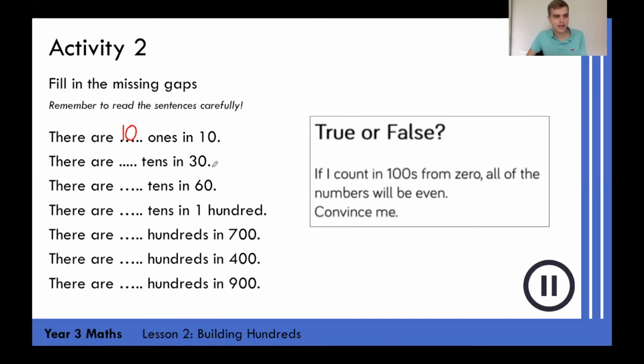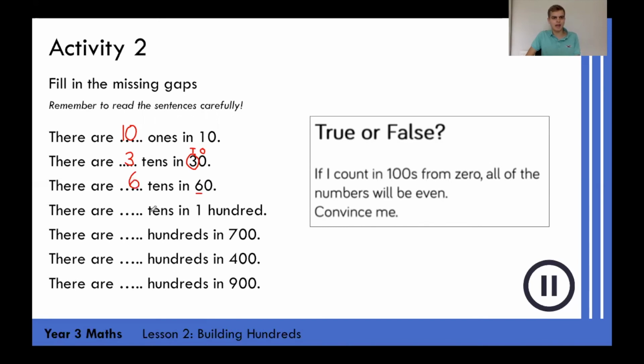Excellent, well done everybody. Let's have a look at these ones then. So there are how many 10s in 30? Now 30, I'm going to write my 10s and 1s actually on top. I can see in my tens column, I've got the digit 3. So there are 3 tens in 30. I wonder if you got that one. 60 then has got 6 tens in it.